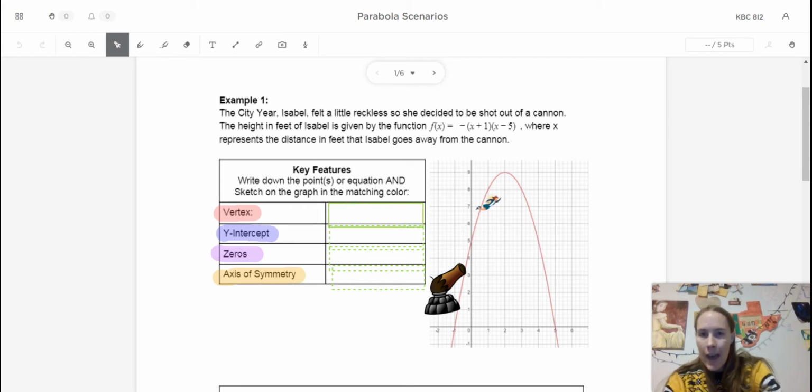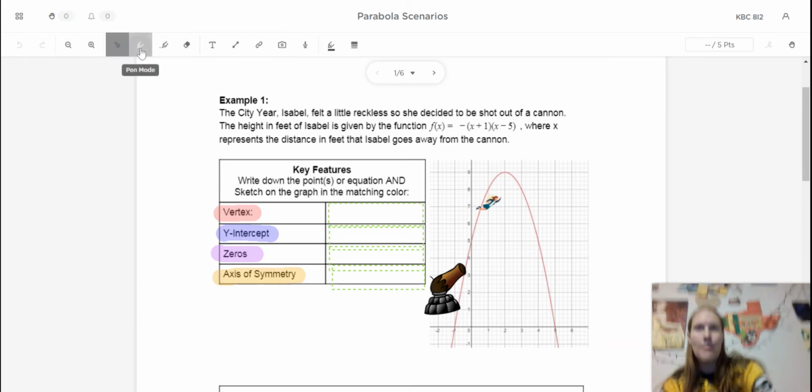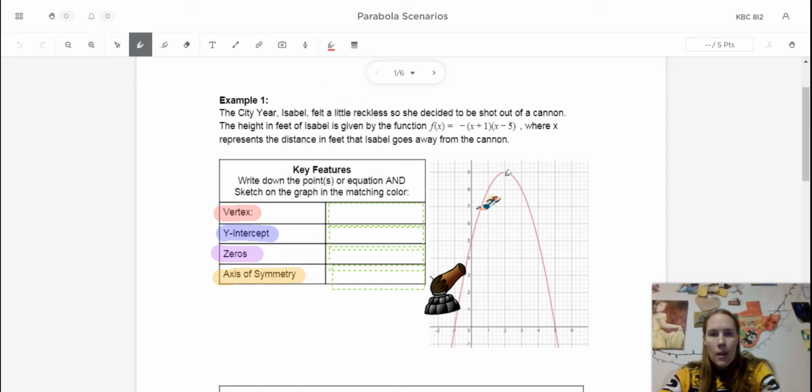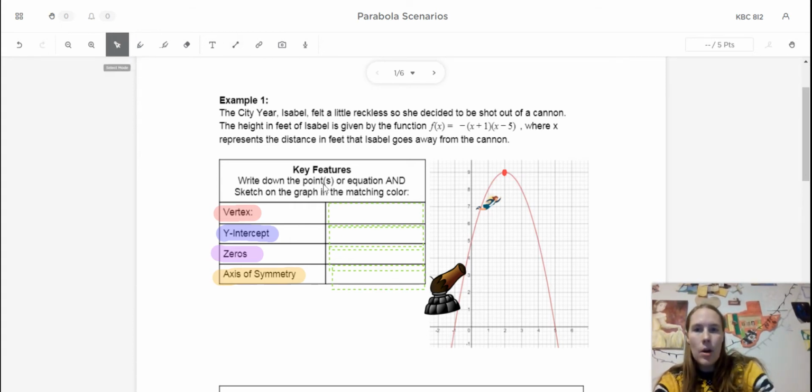So our vertex is up here. So this tells me to mark it in red. So on Classkick to mark it, this is my pen mode. So I click my pen, then I go over here and I can change the color. So I'm going to change it to red. So I know my vertex is right here. So I'm going to mark that in red. So I'm going to go back to my little select mode so I can write my answer.